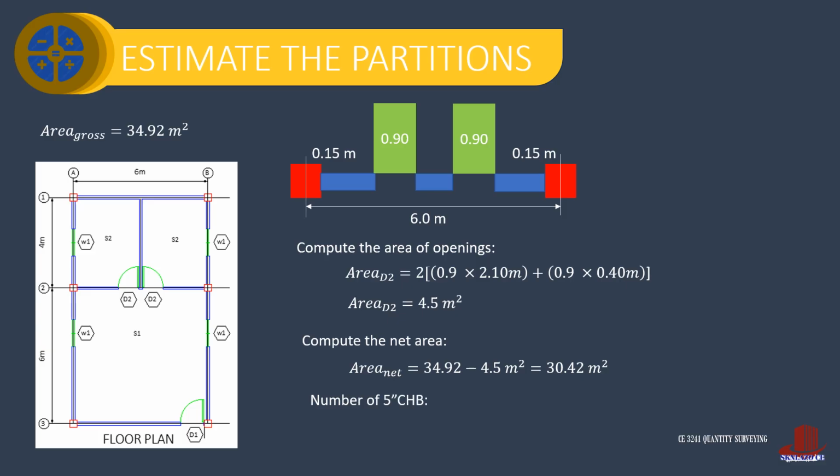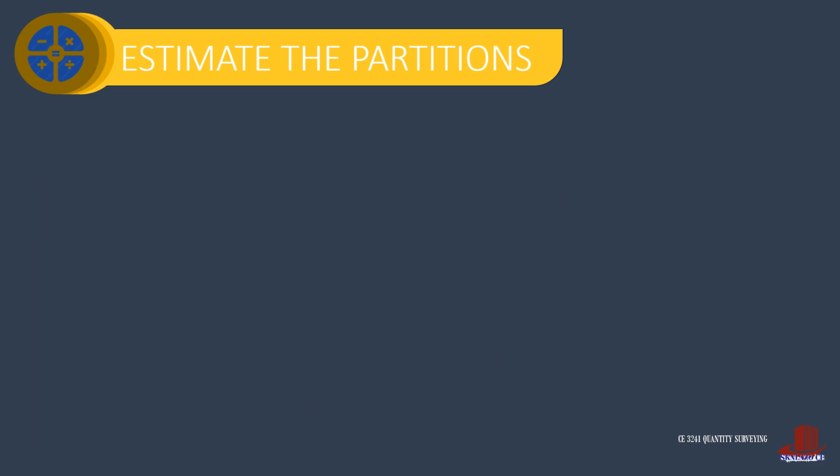We can take the number of CHB by multiplying this with 12.5, and that makes 380.25, rounded to 381 pieces. Take note that for the problem to be simpler, we used partitions of 5 inches, but in reality, partitions are usually 4 inches CHB. After the CHB, we compute for the mortar.